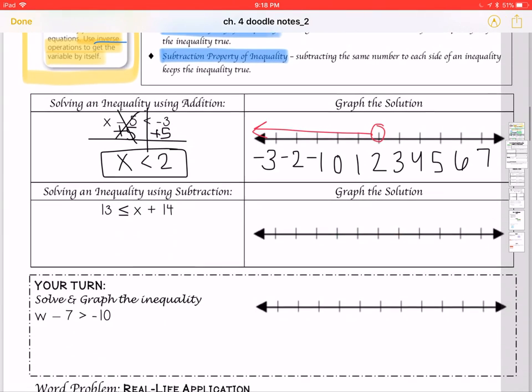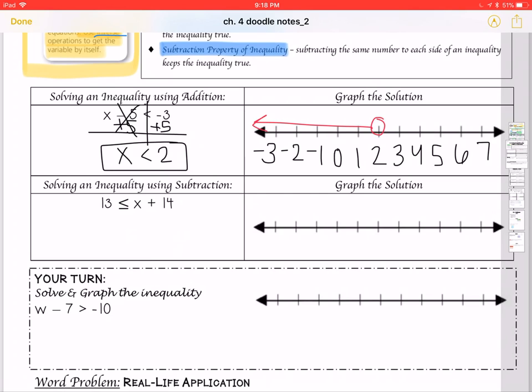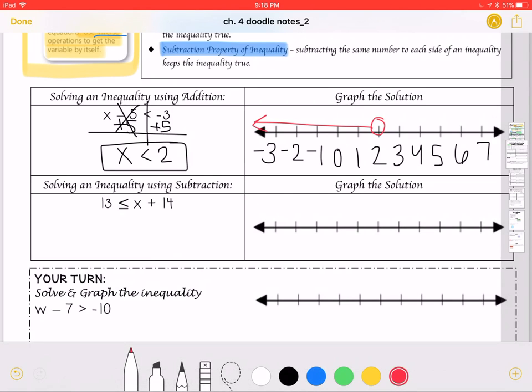Let's try another one, solving an inequality using subtraction. So identify or find where your variable is. This time it's on the right, which is okay. Right now, x is being added by 14, so I'm going to subtract 14 on both sides. So I'm going to bring it over to the other side. 13 minus 14, or a positive 13 and negative 14, different signs, subtract. Take the sign of the larger. Bring down your inequality.